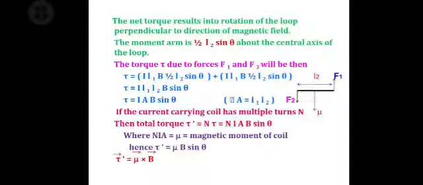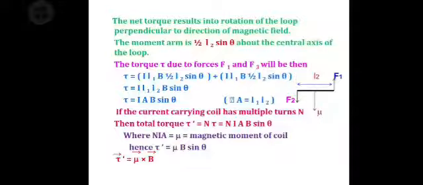The net torque results in the rotation of a loop perpendicular to the direction of the magnetic field. Now, by the definition of torque, torque is equal to one force into moment arm. Now, you can observe the adjoining diagram.